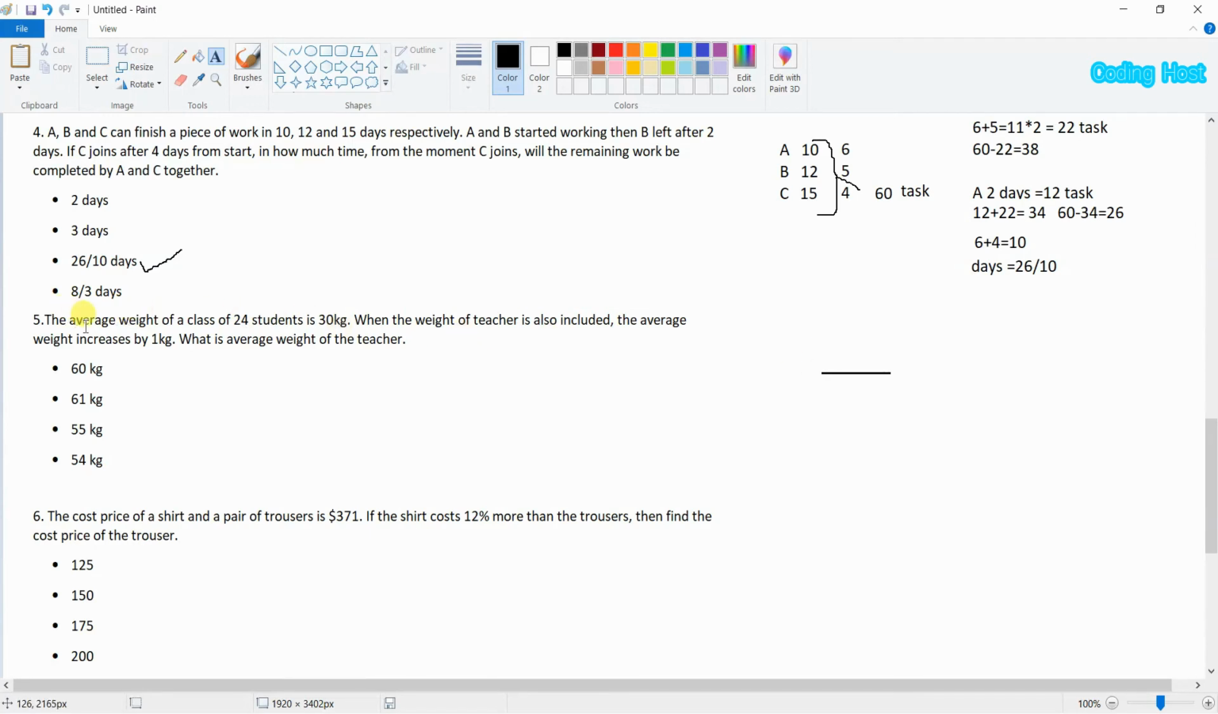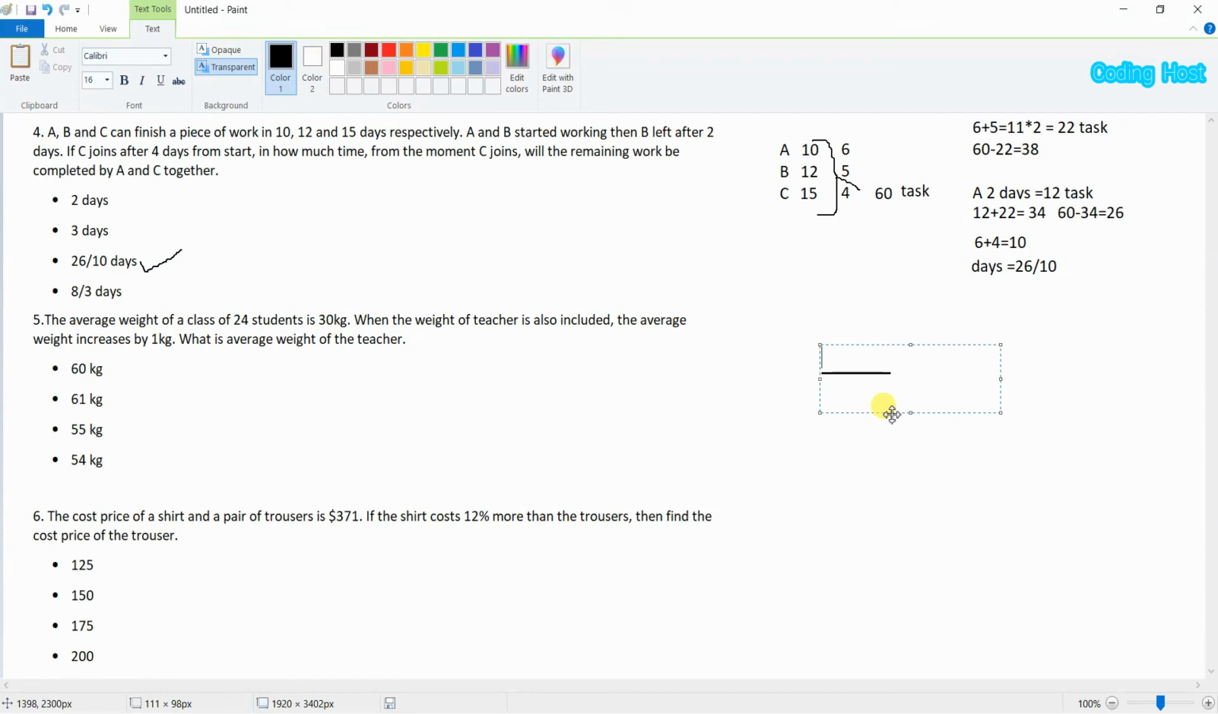So how is average calculated? Total weight, let's take it W, divided by the total number of students, which is 24, is equal to 30. So 24 is multiplying with 30 when we take it to the right hand side. W we will get 720. So total weight of 24 students is 720 kg.